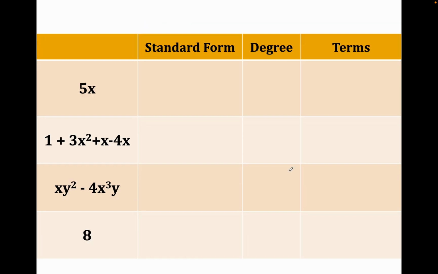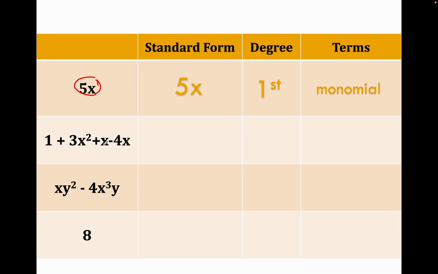Okay, so let's put this all together. So 5x is our first expression. That can't be simplified, so the standard form of 5x is 5x. The degree here is the first degree because x has a power of 1. And there is one term, 5x is one term, that is called a monomial.